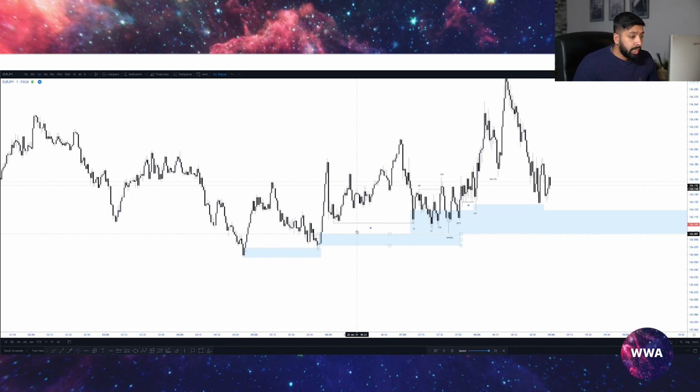Second thing we can see is we had this set of equal lows here, equal lows, and then we had this FU candle. So we had liquidity sitting here, and this FU candle grabbed the liquidity that was sitting at this level here.